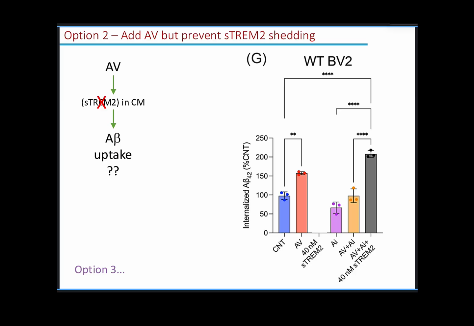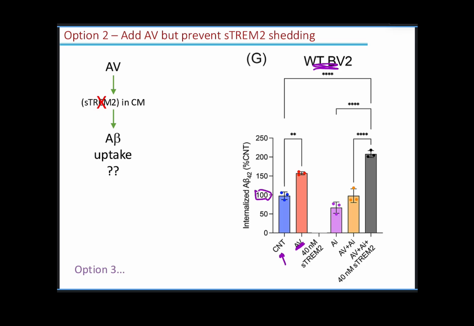So what they did is this. It's a little more nuanced. They took wild-type cells, right? They treated with nothing, and there is 100% internalization of A beta 42. Then they treated them with AV, and these are normal cells, so obviously there was more A beta internalization. They've been showing us that all along.